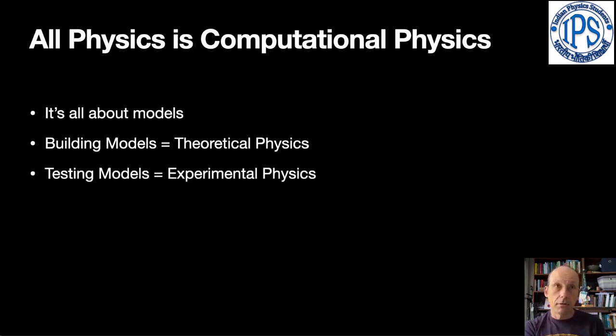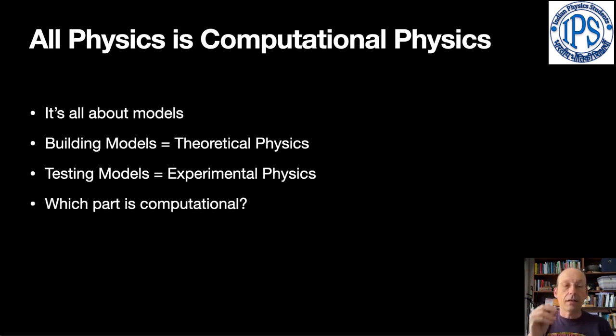Testing the model is experimental physics. So when I take that mass on a spring and I let it oscillate up and down and I record the time, I'm getting real data. I'm making my model and I'm seeing if it agrees with the real world. So those are the two things that we do in science. And a lot of times we get confused and we try to make it more complicated, but science is about building models and seeing if they agree with real life. Okay. And so, like I said, computational is not experimental physics.